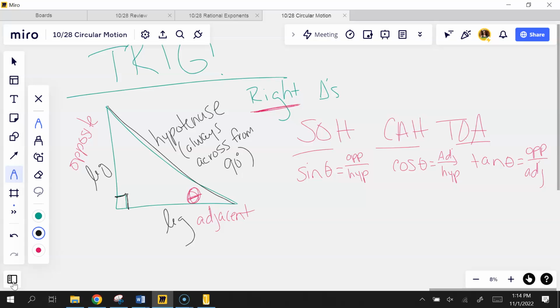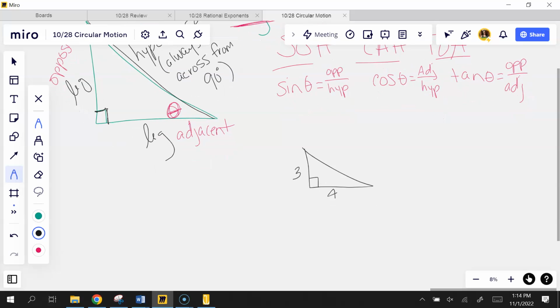Let's say I have this little right triangle like this, and I know that this is 3 and this is 4. How can I find the hypotenuse? So it's just a little geometry. Nope, you don't know trig functions here. This is a little geometry review.